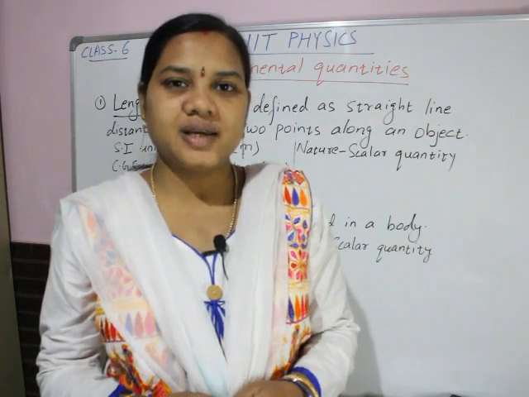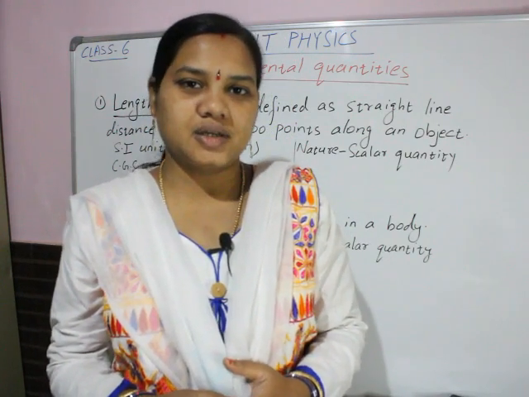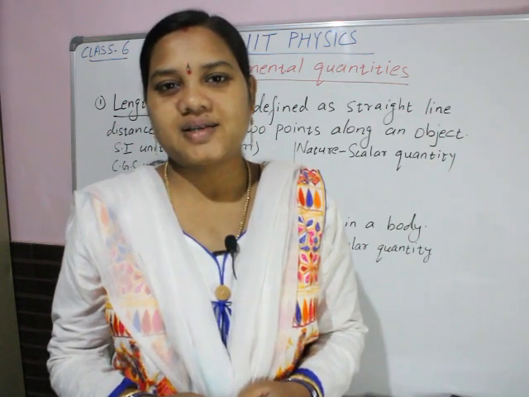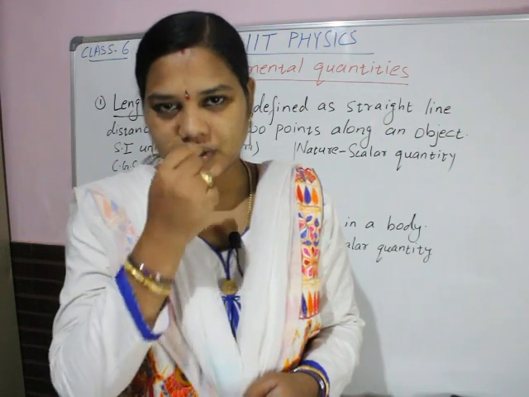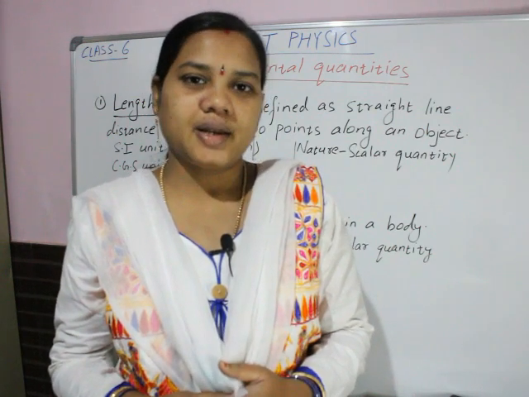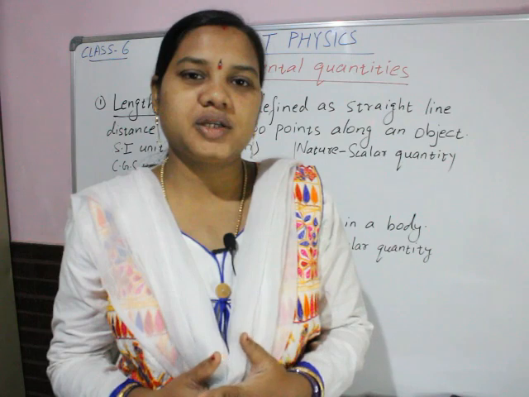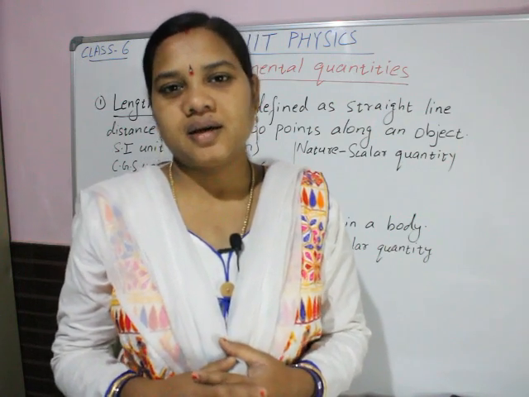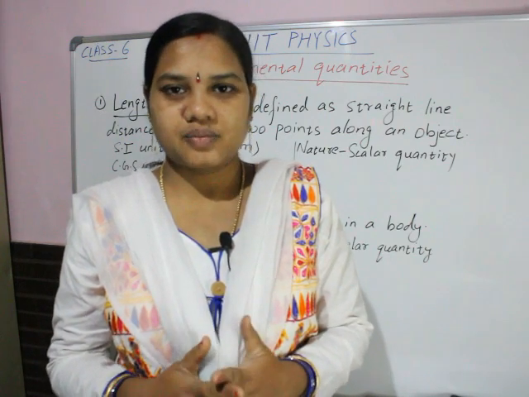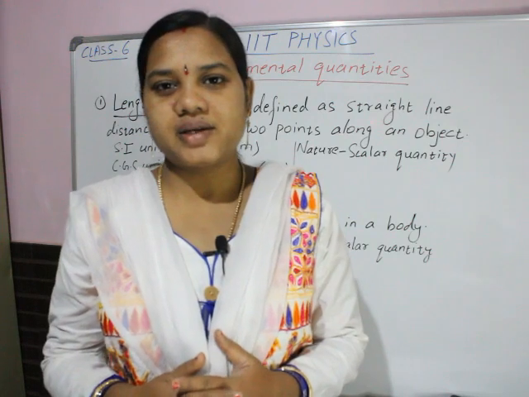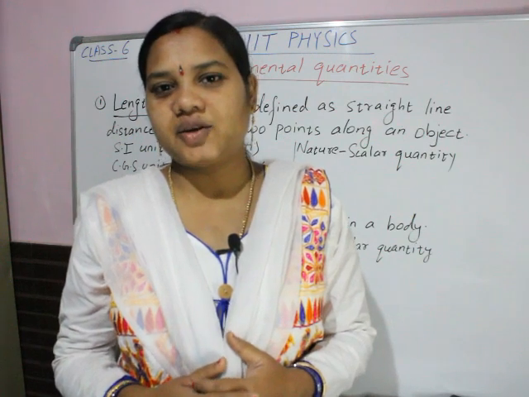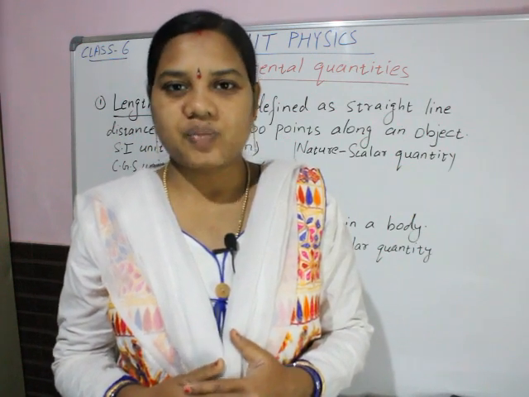Okay, so first is length. SI unit of length is meter. There are SI units and practical units, but the SI unit system you have to remember. SI unit of length is meter and symbol is small m. Next is mass. Mass SI unit is kilogram and symbol is kg, small k, small g. Next is time. SI unit is second and symbol is s. Next is temperature. Temperature SI unit is Kelvin and its symbol is capital K.